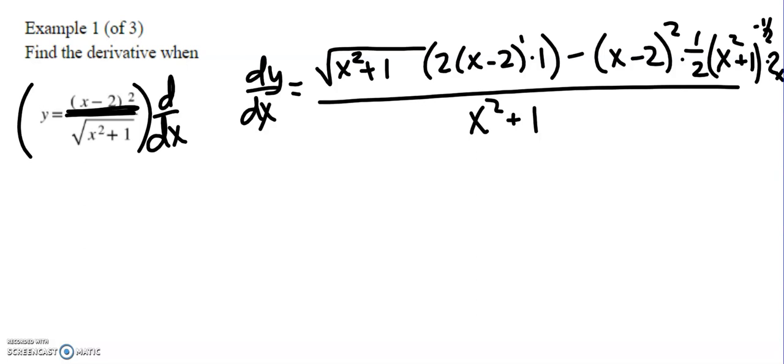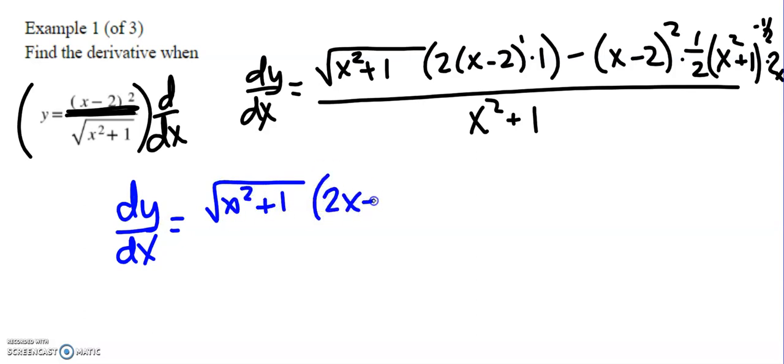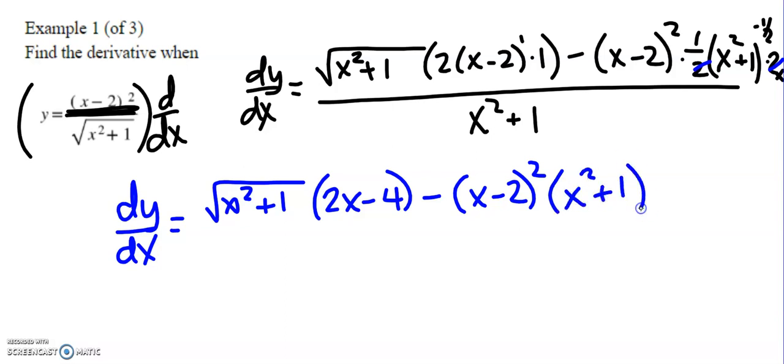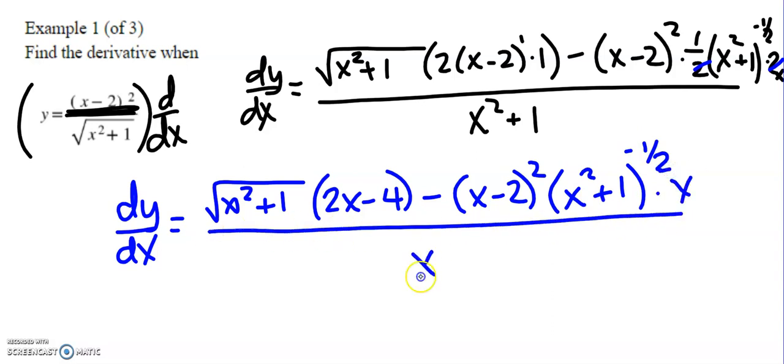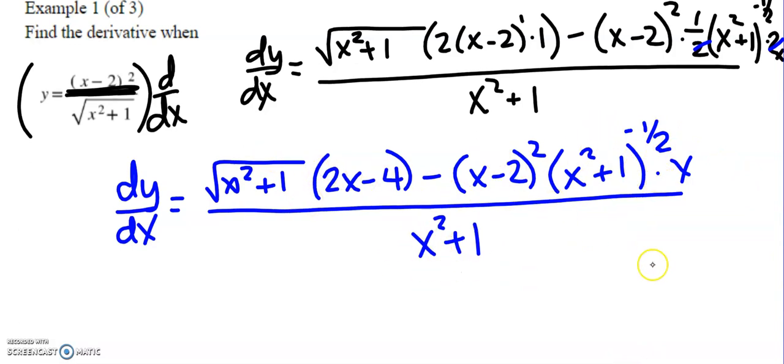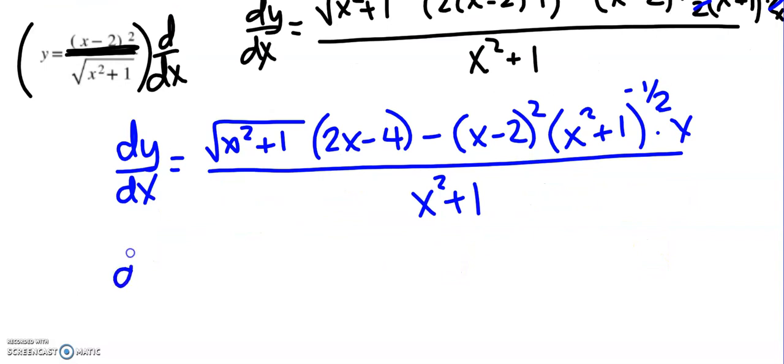All right, so thinking about cleaning this up a little bit, I get dy/dx equals the square root of x squared plus 1 times 2(x minus 4) minus (x minus 2) squared. These 2's are going to cancel out. I get an x squared and x squared. I still have an x in the numerator, all over x squared plus 1. If I wanted to clean up even more, I could figure out how to put this thing to the bottom, but it would only be on this term, not on this term. So realistically, I'd have to do a lot more work.